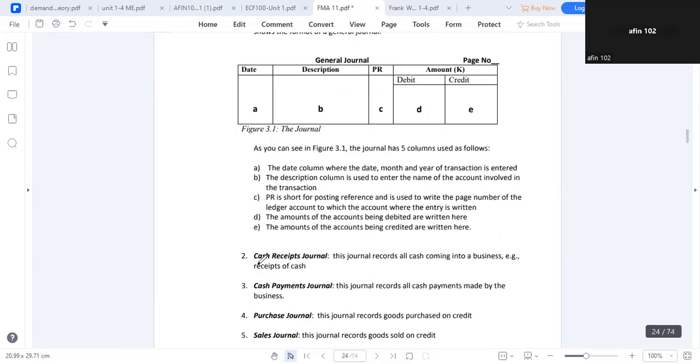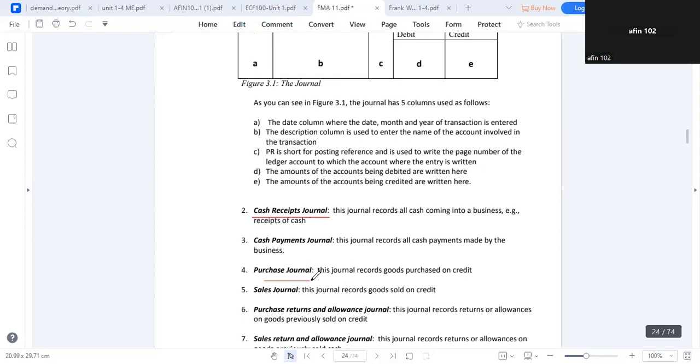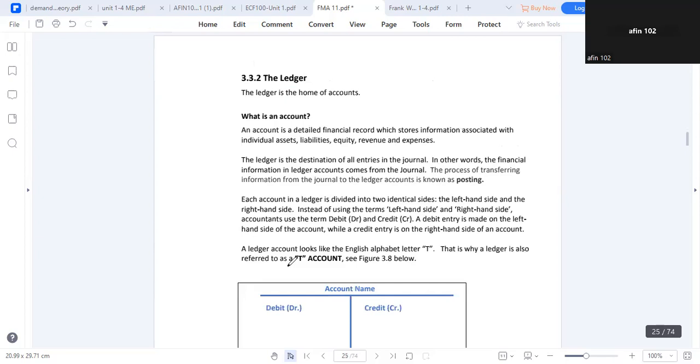We also have a cash receipts journal. This is simply where all cash transactions are recorded. We have a purchases journal where all credit purchases are recorded. Sales journal, all credit sales are recorded. Purchases returns journal, all returns or allowances on goods previously bought on credit. We also have sales returns journal.